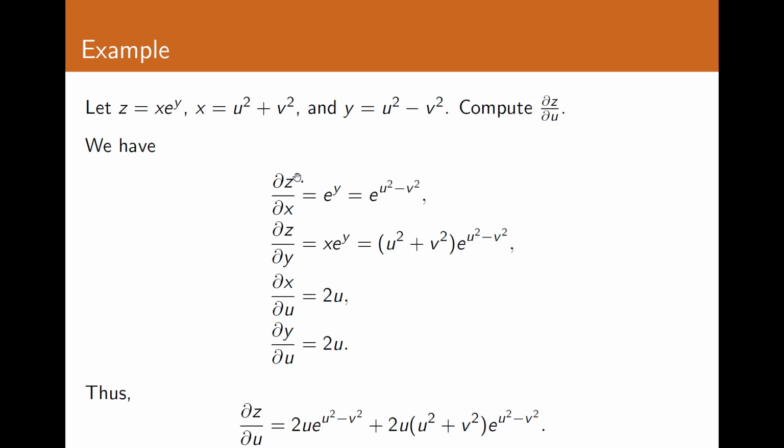We take the derivative of z with respect to x, and we're just going to get e to the y, and we go ahead and replace that in there. If we take it with respect to y, we just get x e to the y, and then replace the x and the y. Derivative of x with respect to u is 2u. Derivative of y with respect to u is 2u. So if we put all this together, it's ∂z/∂x times ∂x/∂u. That gives me this term here. And then it's ∂z/∂y times ∂y/∂u, which gives me this term here.